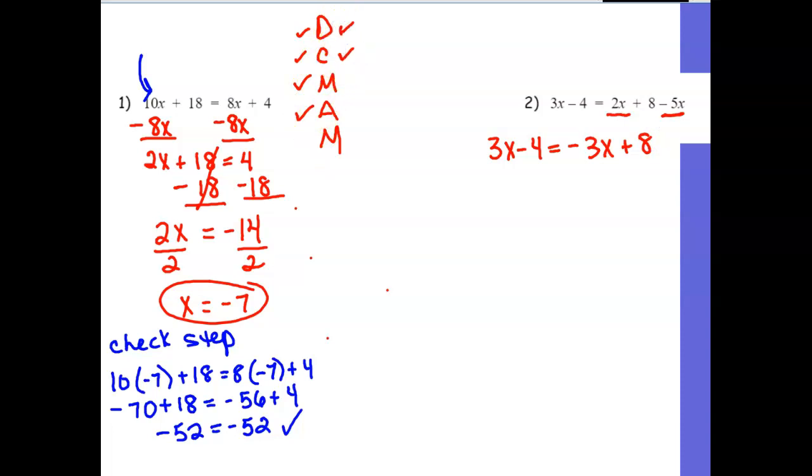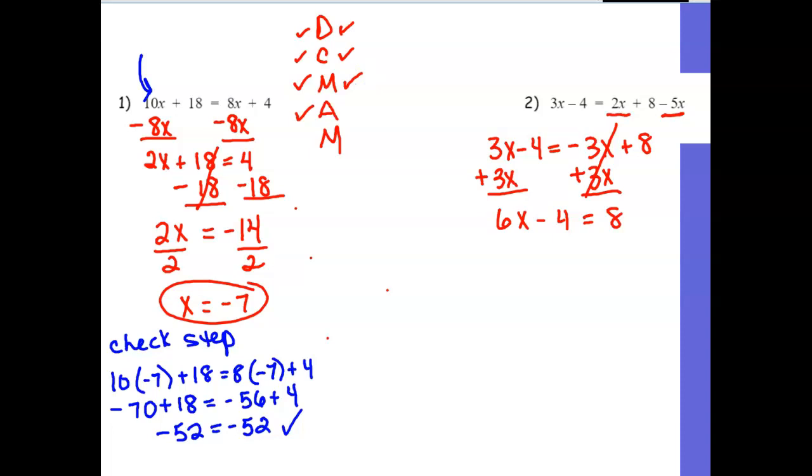So in this case, I distributed and I combined my like terms. Now, I have two occurrences of the x variable, so I'm going to move the variable from the right to the left by doing the opposite. So I'm going to add 3x, and my golden rule of algebra says whatever I do to one side, I have to do to the other. So 3x plus 3x is 6x minus 4 is going to be equal to 8. Okay, now I've moved the variable. I've got 6x minus 4 equals 8.